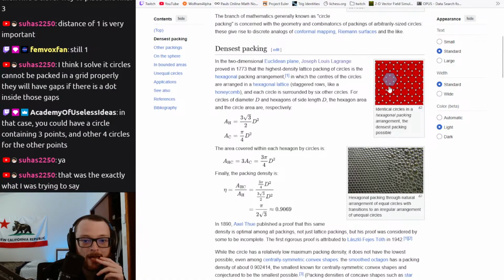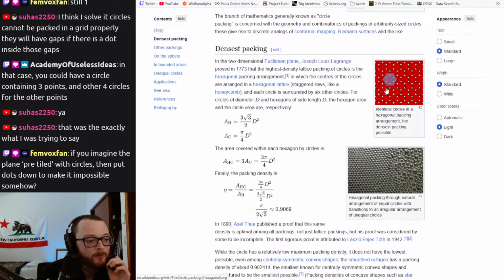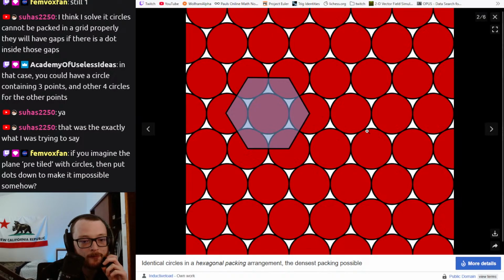The hexagon doesn't have to be length 1 either. I've been making it length 1, but... I guess for these circles, well... Imagine the plane pre-tiled with circles. Put the dots down to make it impossible. Yeah, take this and we can even remove the hexagon.